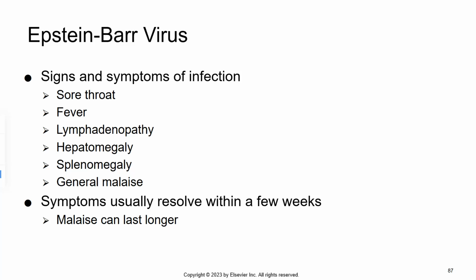It's usually the tiredness that lasts the longest. The most severe symptom is the overall fatigue. Symptoms usually resolve in a few weeks, except for the tiredness, the fatigue, which can last for much, much longer. They typically say about a month. Once you get infected with mono, you can be extremely exhausted for about a month.